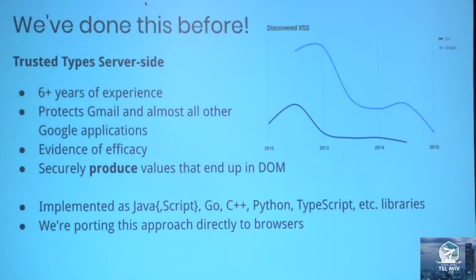So we've been doing this for a while now for server-side XSS. And this is actually our main line of defense against XSS for some large, high-profile applications like Gmail and Google+. Here you can see we've got stats from our bug bounty program. Before we started rolling out trusted types for server-side code, the XSS rates were trending up for both applications. It took us a while to migrate these large applications, but as we did so, they dropped off. And then after migration, they've stayed low.